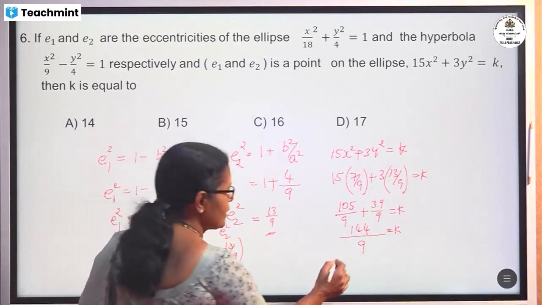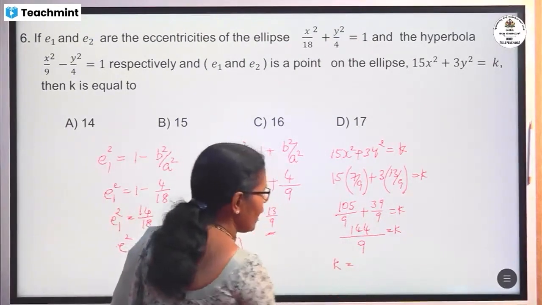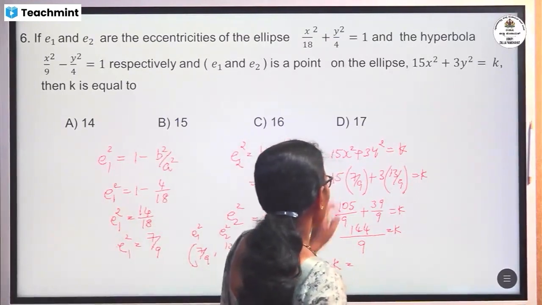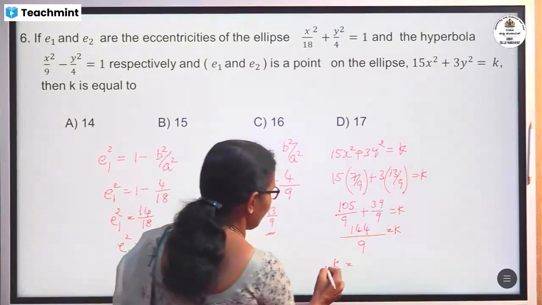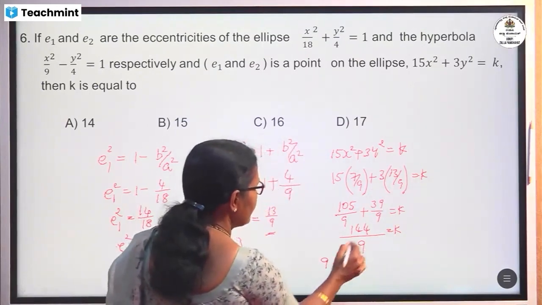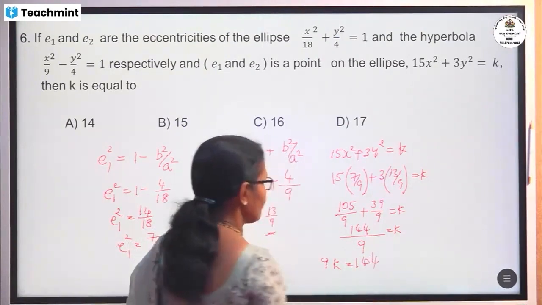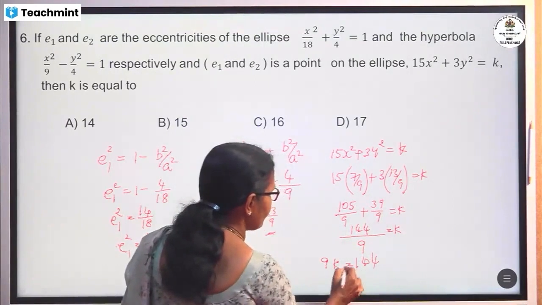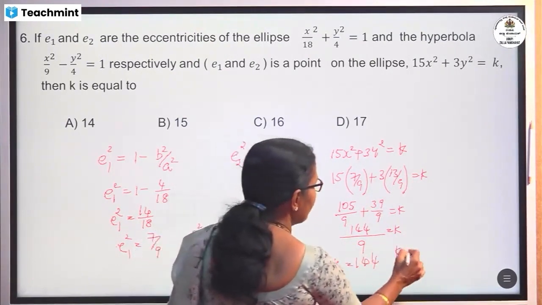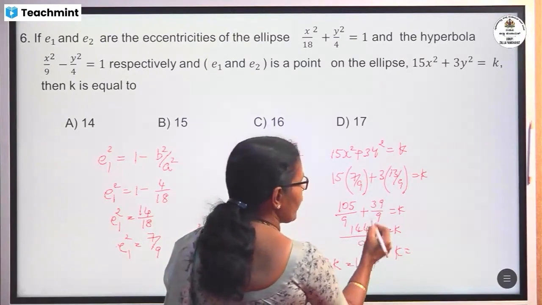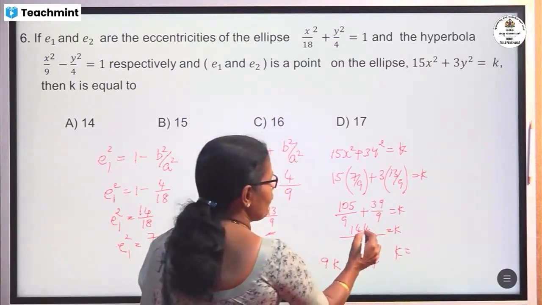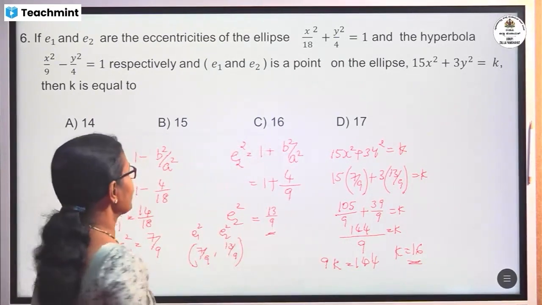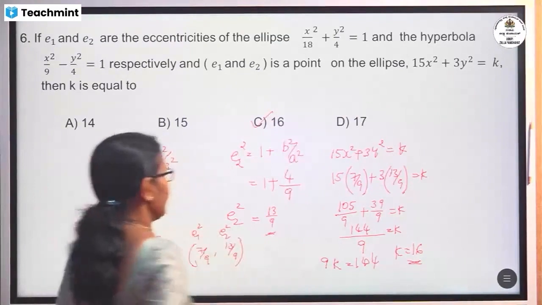So 144 by 9 equals k. What's the value of k? When we cross multiply, 9k is equal to 144, or k is equal to 144 by 9. 9 ones are 9, next 54, 16. So k is equal to 16. So the correct option is C.